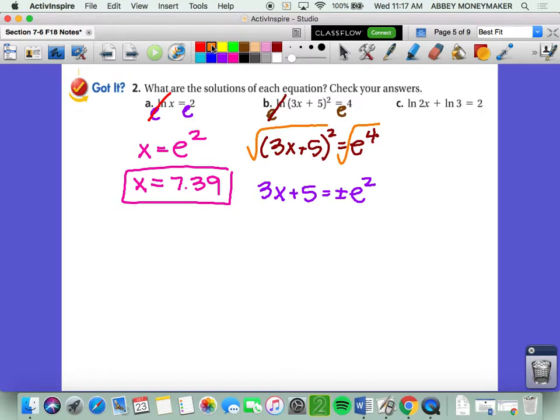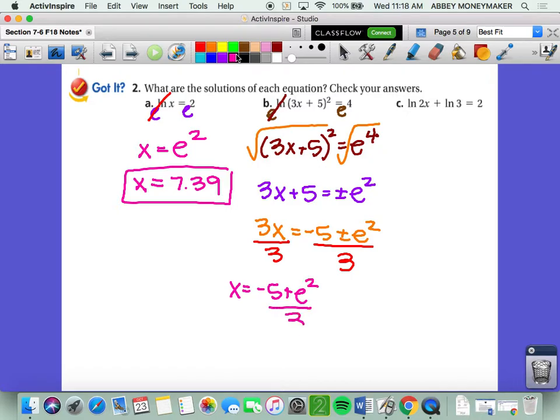So we have to subtract the 5. So negative 5 plus or minus e to the second. And then what do I do from here? Divide by 3. So on your calculator, you're going to have to enter this in 2 times. Because you're going to have to say negative 5 plus e to the second divided by 3. And you're also going to have to say negative 5 minus e to the second all over 3.